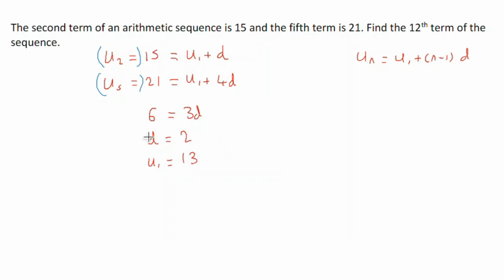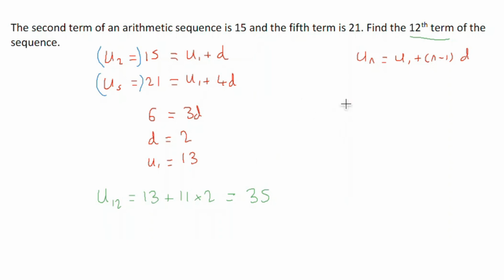If u1 is 13 and d is 2, we can now go back to solving the actual question. Find the 12th term. The 12th term is u12. And again, using the formula, u12 is equal to u1, which is 13, plus n minus 1, so that's 11, times by d, which is 2. So 13 plus 11 times 2, which is 35.